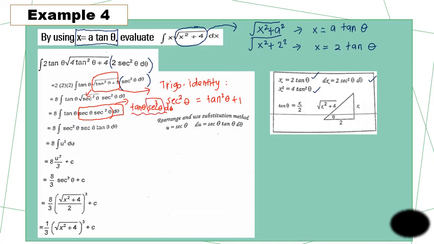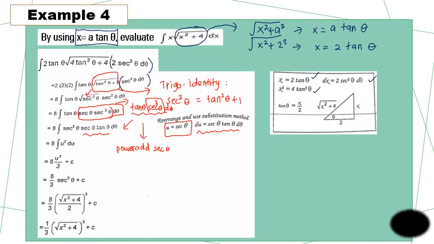So we have to split it into secant theta, tangent theta. You have to split it. Odd power of tangent, odd power of secant function. So we have to split into secant tangent. So we use the substitution u equal to secant theta. So that we can differentiate u with respect to theta, we will have du equal to secant theta tangent theta.